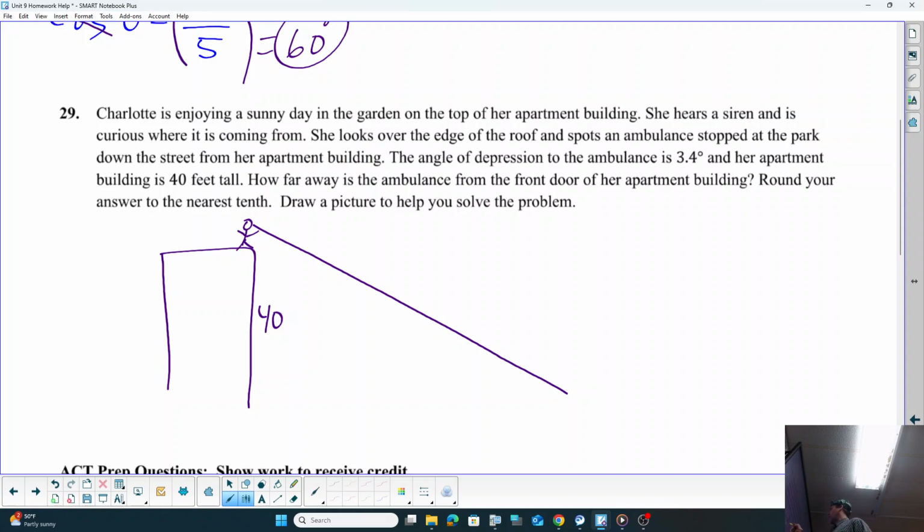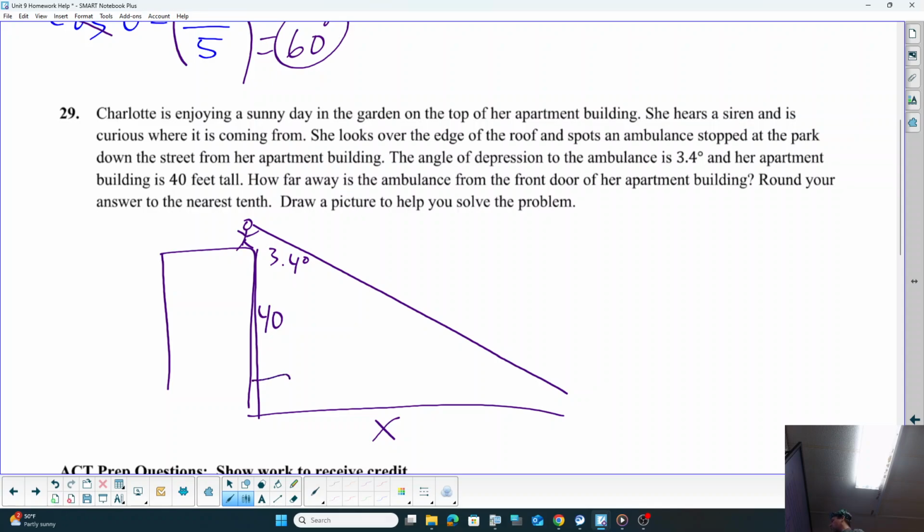So the angle of depression means we're going down. So draw a picture to help you solve the problem. Round your answer. How far away is the ambulance from the front door of her apartment? So we're just talking about this side right here. So we want to know that distance.